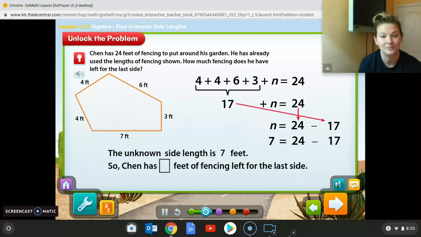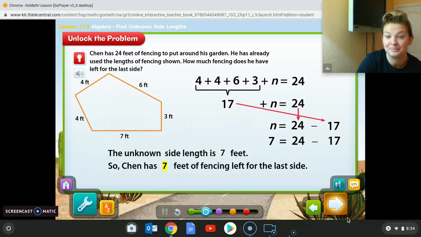So let's double check. 4 plus 4, 8. 8 plus 6, that's right, 14. 14 plus 3, 17, and 17 plus 7 is 24. So Chen has 7 feet of fencing left for the last side. So do you see how we're still using what we know about perimeter? We know that all we have to do for perimeter is add all the sides. Easy, right? So now we're just taking that and we're putting the information where it belongs. We cannot add the perimeter when we're just missing a small side length. Do you see what I'm saying?